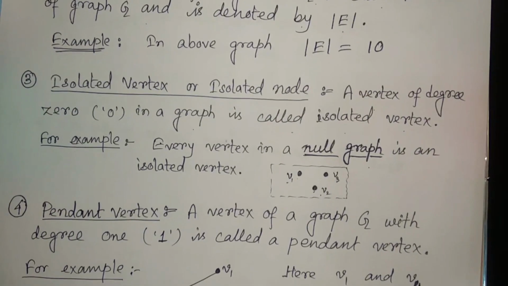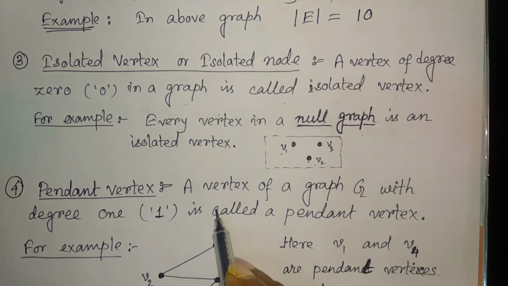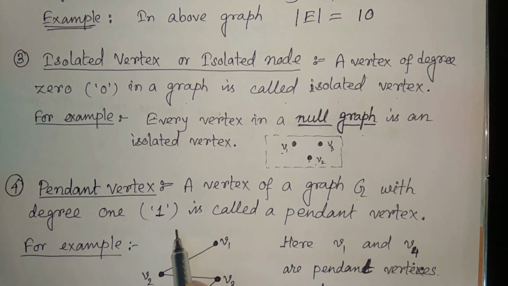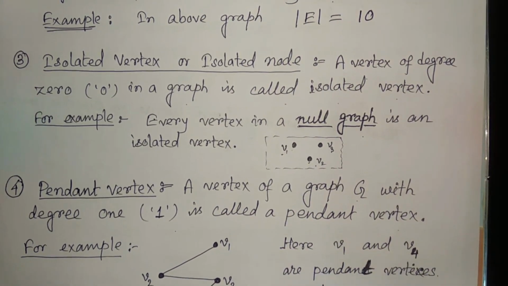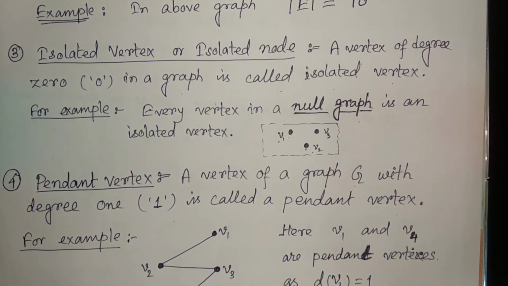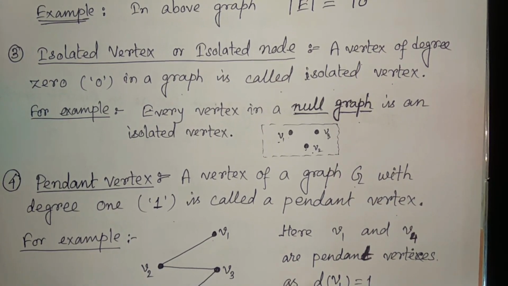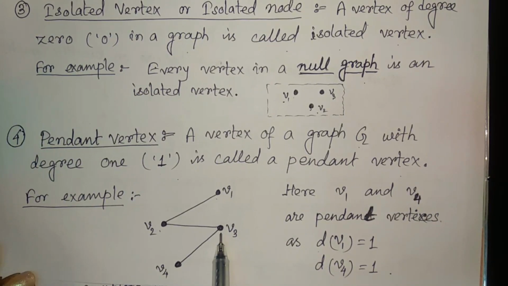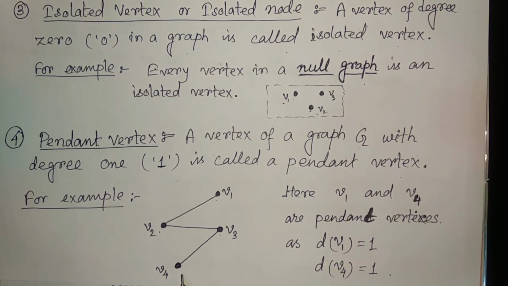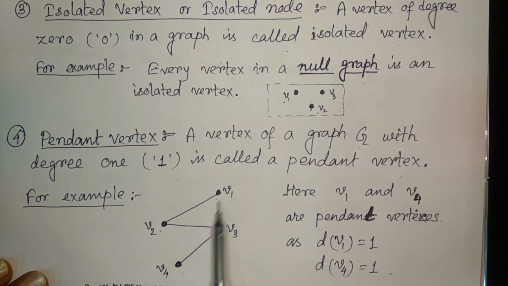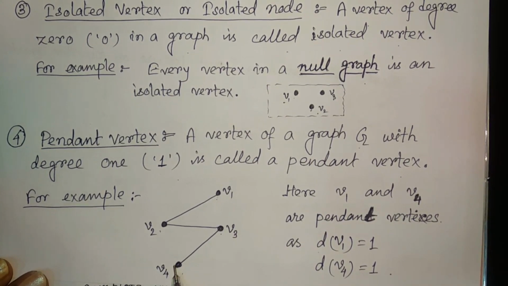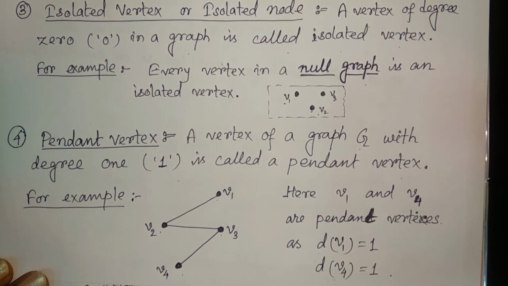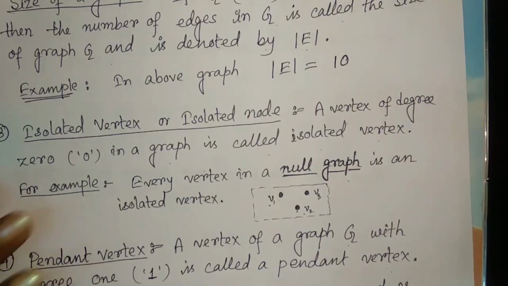Next is the pendant vertex. So what is a pendant vertex? A vertex of a graph G with degree 1 is called a pendant vertex. If this one is the graph, then here the degree of V1 is 1, degree of V2 is 2, degree of V3 is 2 and degree of V4 is again 1. So degree of V1 is 1 and degree of V4 is 1. That's why these two vertices are called pendant vertices.